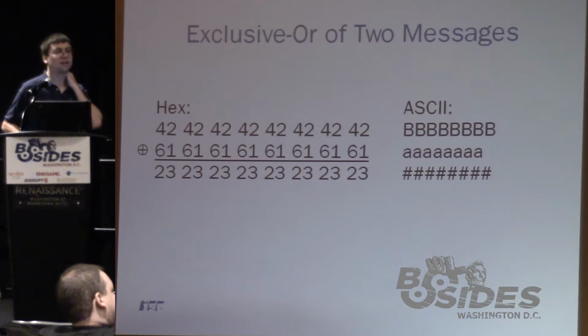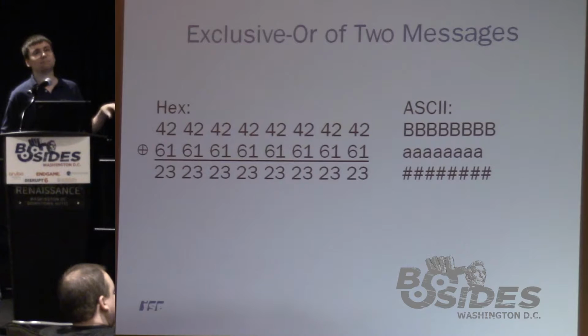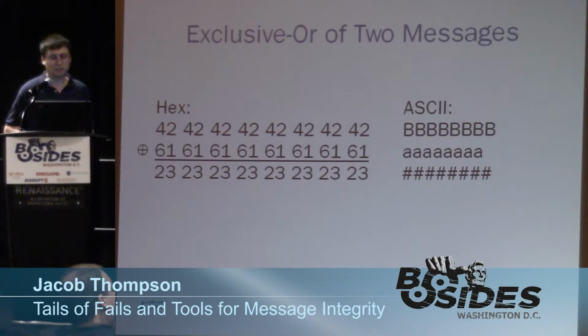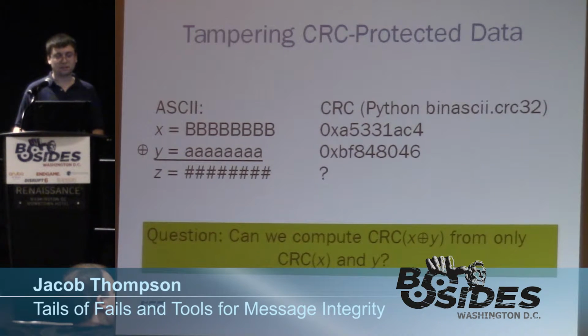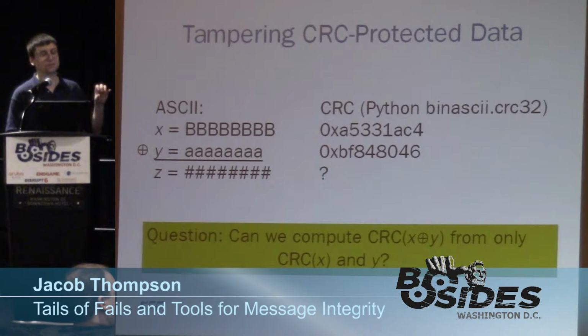So here is something a stream cipher might do. We have some message X XORed with some other message Y of the same length. So I have hexadecimal and ASCII. All B's XORed with all A's produces pound signs. In this scenario, we take the CRC of both of those incoming messages, and then we get the new message. Now the question is, without actually taking the CRC of all the pound signs, could we predict what that value would be given only the CRC of X, the first message, and the value of Y that we're XORing against it?